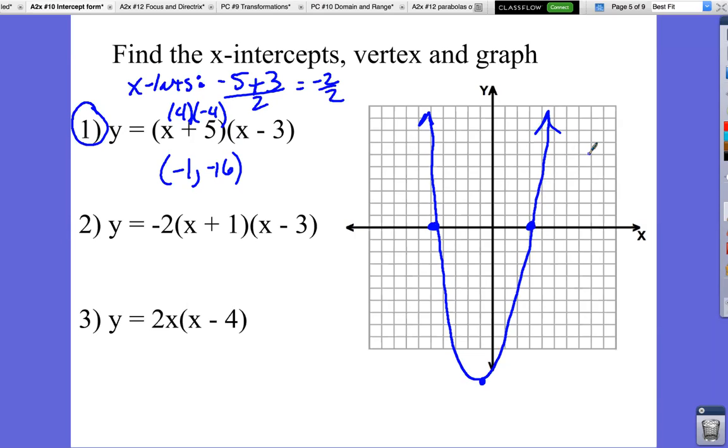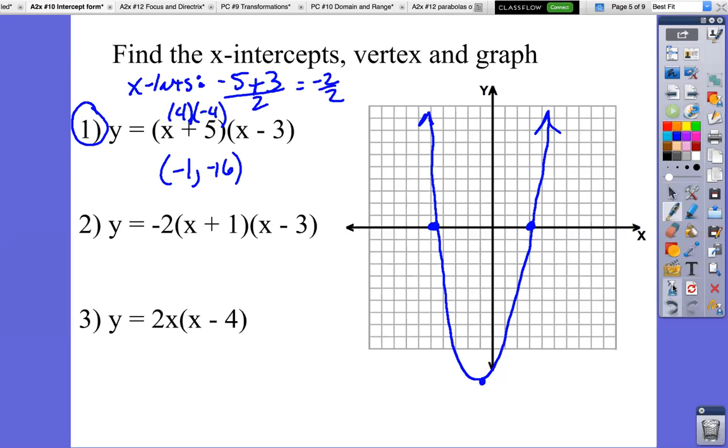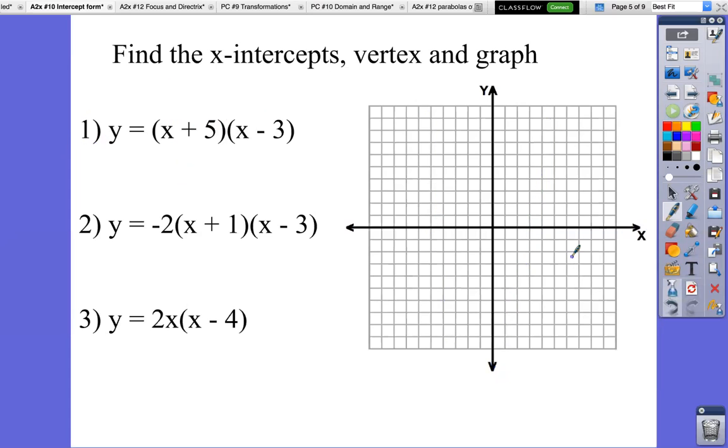That's it. That's all I need you guys to do: find the vertex and find your x-intercepts. Now, number 2 is going to be a little more clean. And the reason I put number 3 up there is because you will see something like that, and it throws a lot of people off. So I do want you guys to take about a minute or so and try number 2 on your own. 1 minute, go.